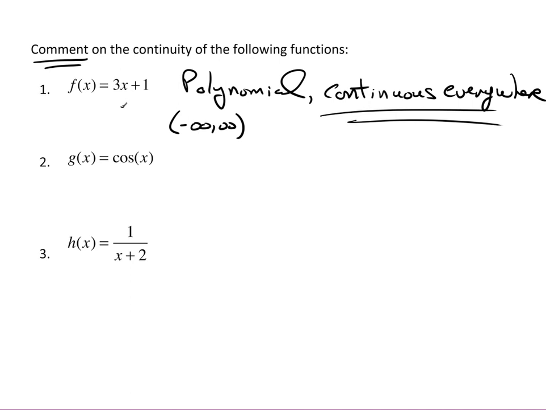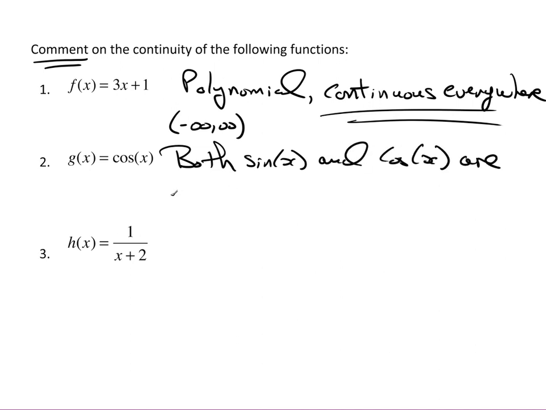There are no values of x, none. You can't find any that would make this function undefined or discontinuous in any way. G of x equals cosine of x. Well, let me say this first. Both sine of x and cosine of x are in fact continuous everywhere. If you look at graphs of these, you can see it graphically.